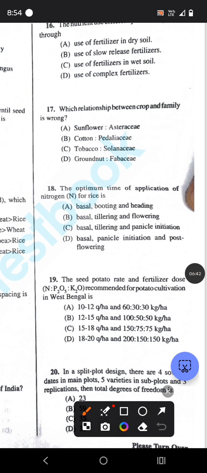Question number 18. The optimum time of application of nitrogen for rice is, that is option C, basal, tillering and panicle initiation.